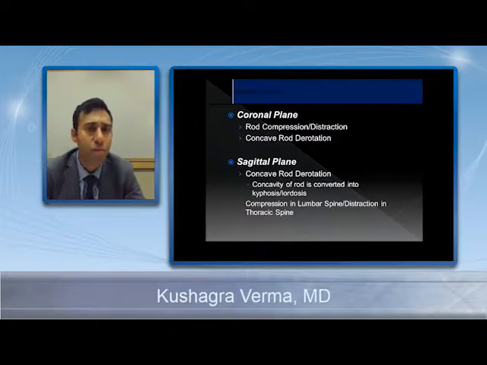So when we look at deformity correction, we're really looking at the coronal plane, which is the front view, and we're also looking at the sagittal plane, which is the side view. When we look at the coronal plane, we're often doing a lot of compression and distraction, or derotation. When we're looking at the sagittal plane, we're often putting the concavity of the rod, or we're curving the rod, laying it down, and then we're rotating the rod in order to create a nice kyphosis, or a curve in the sagittal plane.